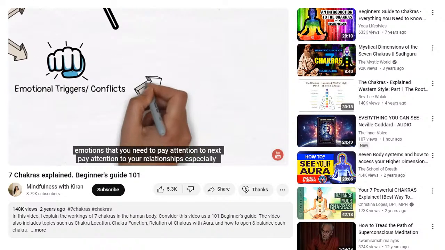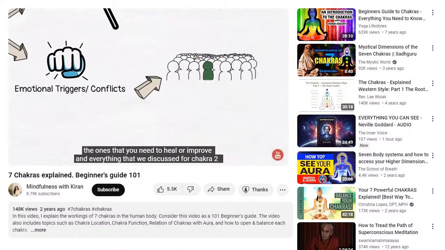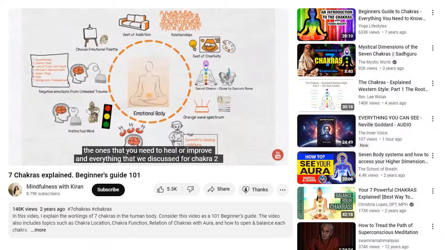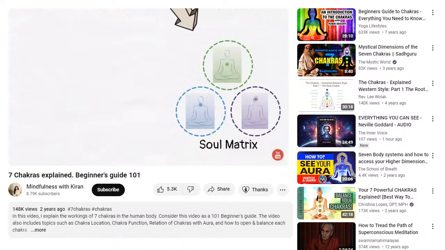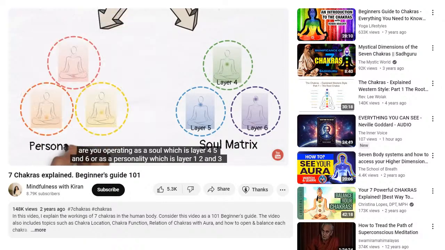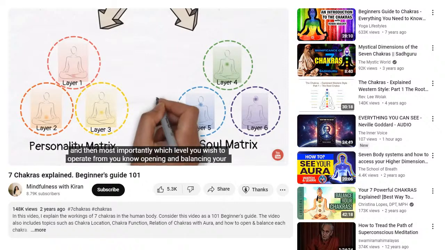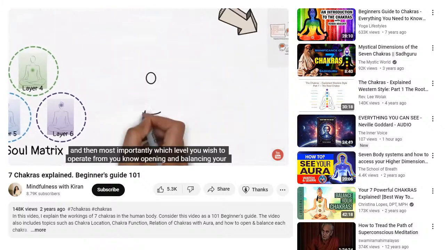Next, pay attention to your relationships, especially the ones that you need to heal or improve. And everything that we discussed for chakra 2 is a good place to start. Another way to empower yourself with this information is to ask yourself, are you operating as a soul, which is layer 4, 5, and 6, or as a personality, which is layer 1, 2, and 3? And then most importantly, which level you wish to operate from.